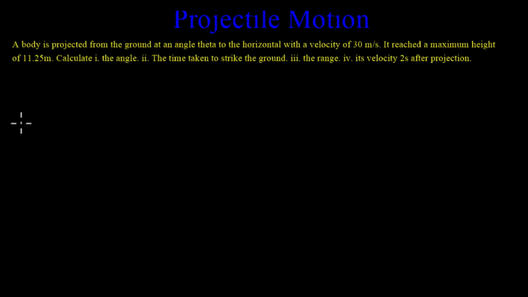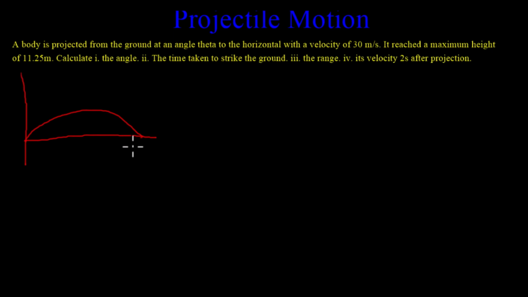So sketching this, we know that projectile motion will look like this. We're throwing the body at an angle theta to the horizontal. The body is coming in this direction, falling at the same level as the starting point.